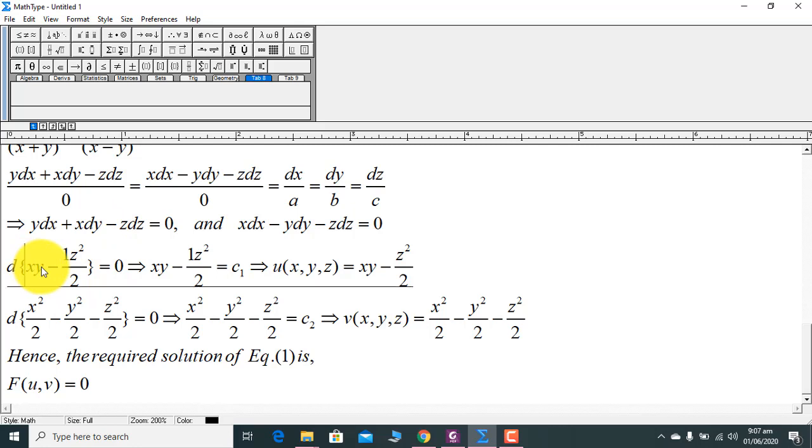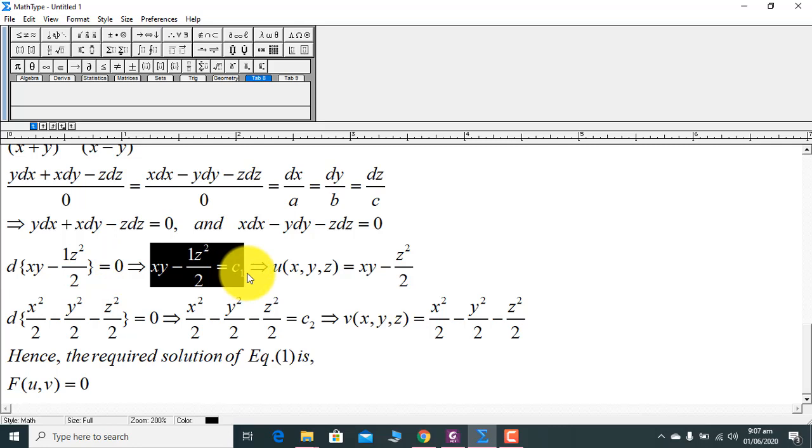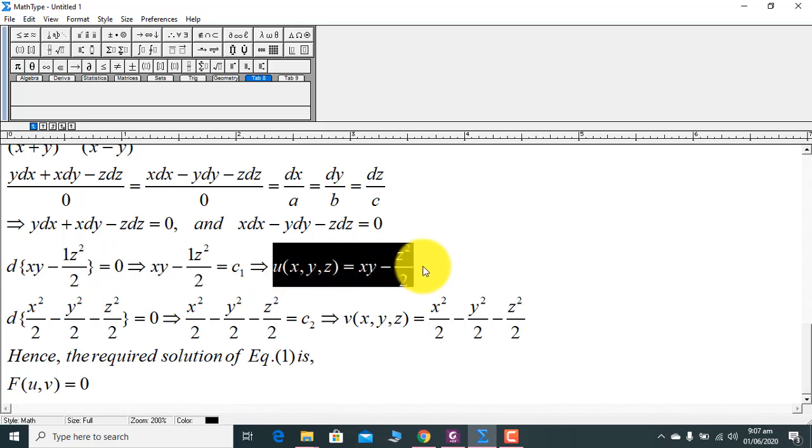If you take the derivative of xy, what will be the answer? x dy plus y dx. And what will be the answer for the other part? That will be z square by 2, because if you take the derivative of z square by 2, the answer will be z dz. So you can merge the left hand side into an exact differential equal to 0. If any function has differential equal to 0, or total derivative equal to 0, it means that the function itself is constant, and this is now your u1 or u.